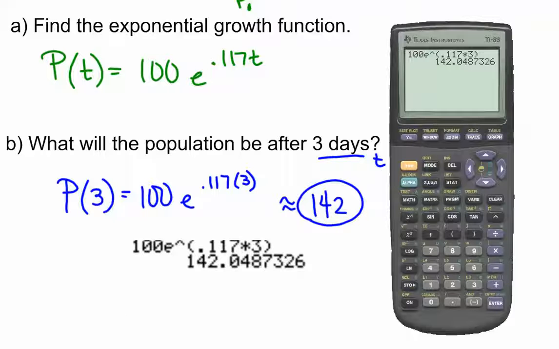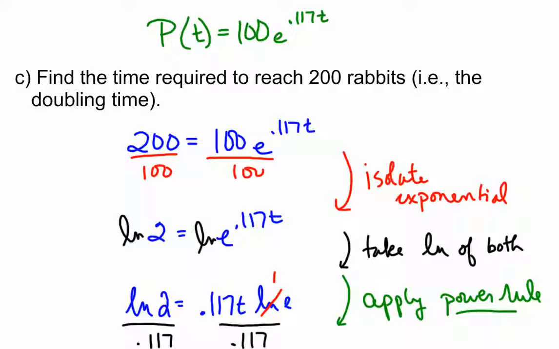Now, a little bit more interesting question is going to be, when will we get a certain number of rabbits? So if we want to know the time required to reach 200 rabbits, that could also be called the doubling time since we started with 100, what we're going to do is say our answer here, the P of t is 200, and that equals 100 e to the 0.117t. Now I could graph this side on the left as y1, this side as y2, and then try to find the intersection point. But let's go ahead and try solving it algebraically so we don't have to mess around with the window and figure out what the best window is.